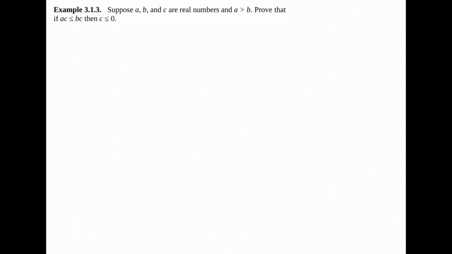So let's look at now this example in the book. The book does this via the contrapositive. I am going to do this directly. So here we have A, B, and C. They are real numbers. We have A is greater than B. And we want to prove that if AC is less than or equal to B times C, then C is less than or equal to 0. So let's do our scratch work.